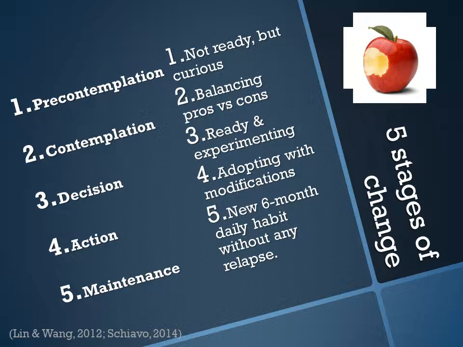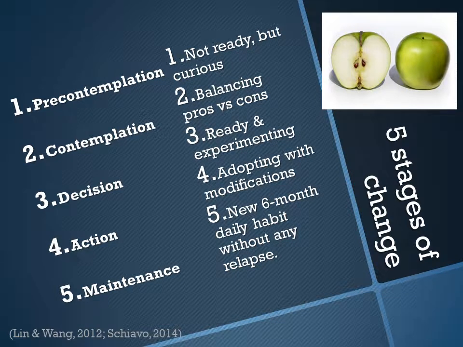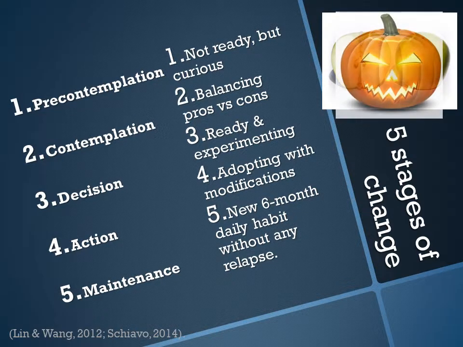Fourth is the action stage where a person is making modifications to suit his wants. Let me try a green apple instead of a red one. The fifth stage is maintenance, where the pumpkin is keeping this daily habit for 6 months without any relapse.